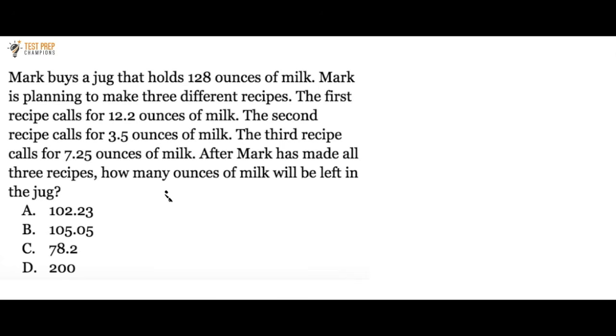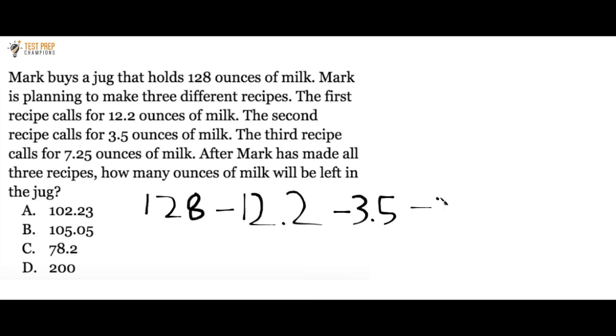Okay, so basically there are 2 different ways I think to look at this. I think one of the most straightforward ways is to just start with 128 and then do 128 minus 12.2, and then you're also going to subtract 3.5, and then you're also going to subtract 7.25. And if you just set it up this way and put this all in your calculator, you will get B as the right answer.